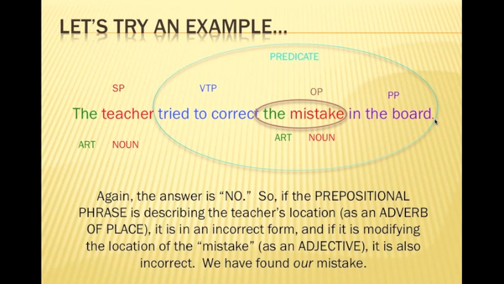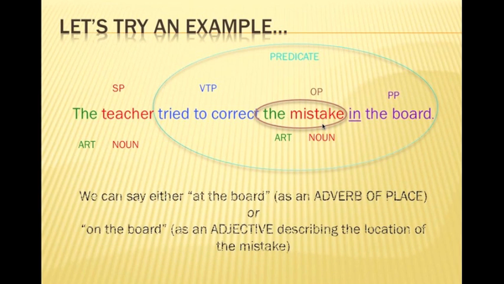In this case, again, the answer is no. So if the prepositional phrase is describing the teacher's location, which already we said you can't correct something and be in the board, that's not logical. But if it's modifying the word mistake as an adjective, it also is incorrect because a mistake is not in the board. Well, in this case, I feel pretty confident that we found the mistake.